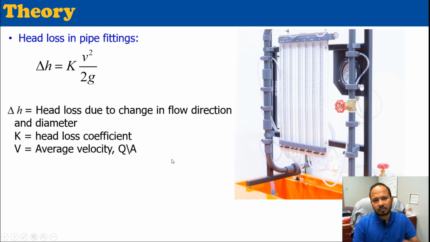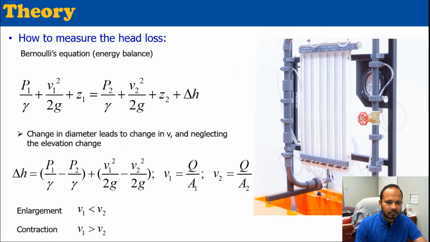So, let's take a brief moment to cover the theory. The head loss in pipe fittings is defined as ΔH, so it's in meters. K is your head loss coefficient, which will be different for every different type of fitting, and velocity is the flow velocity in the entire pipe. We can always find the velocity if we can collect the water flow at the end over a certain period of time, and then if we know the cross-sectional area.